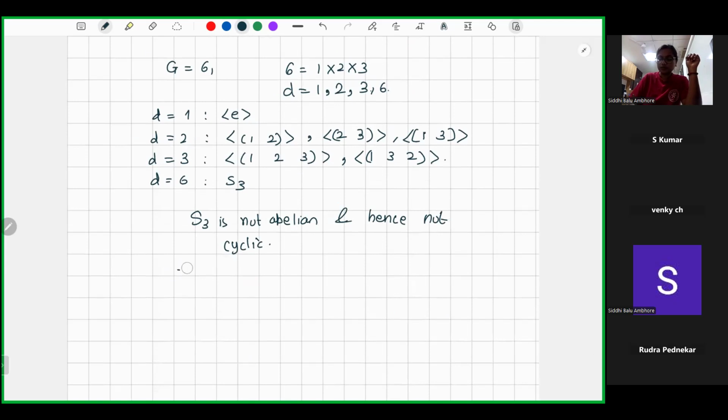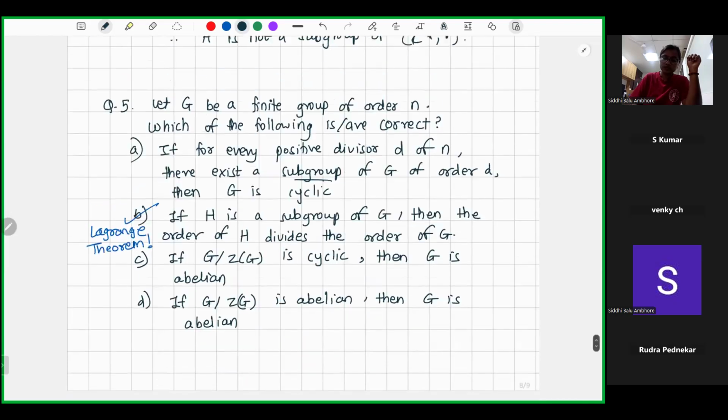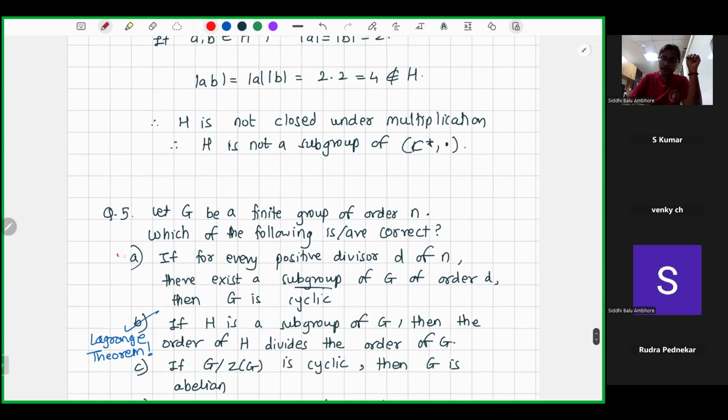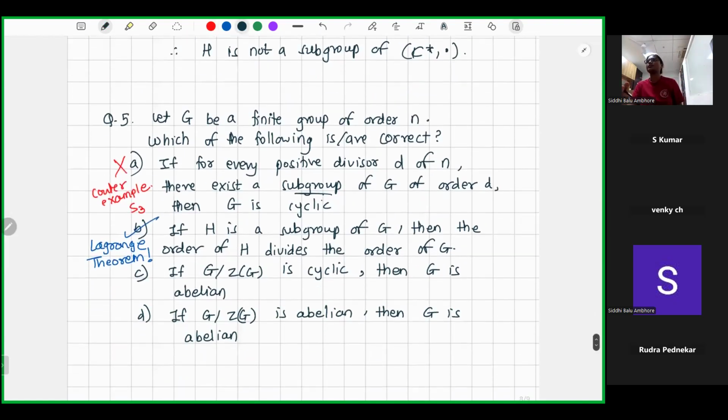Therefore, option A is not correct. We just got the counterexample, S3. And you can also check the counterexample, the Q8 which we discussed earlier, that can also be used as a counterexample for this.